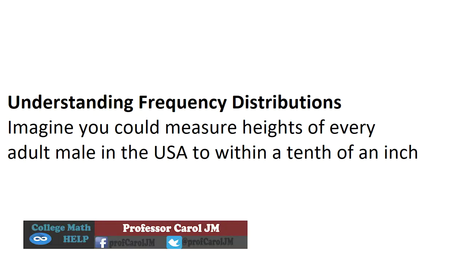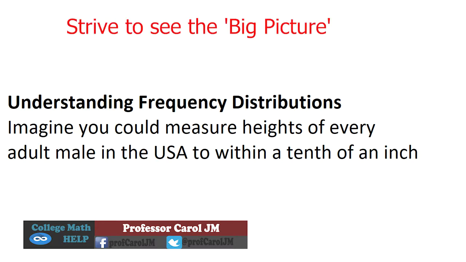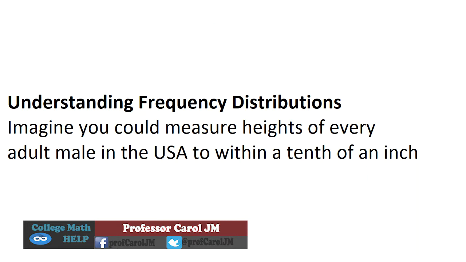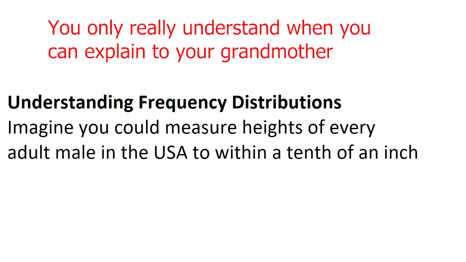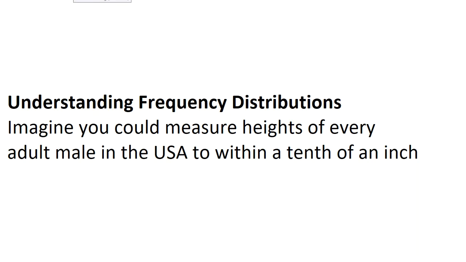In order to understand statistics, you really need to understand frequency distributions. So I want to help give you this foundational knowledge with an example. We're going to imagine that you were able to measure the height of every single adult male in the United States to within 1/10 of an inch. What would that look like? And what information would we get from that? Coming right up.